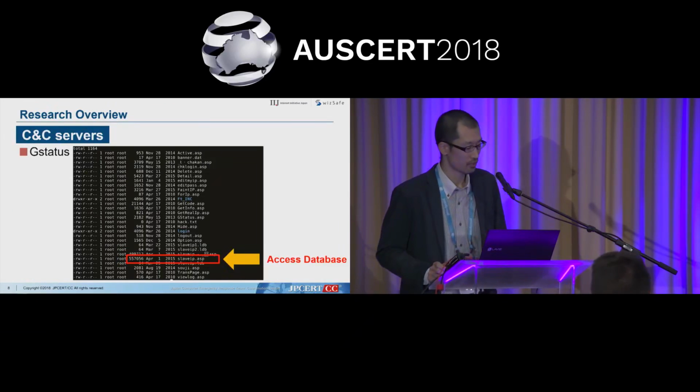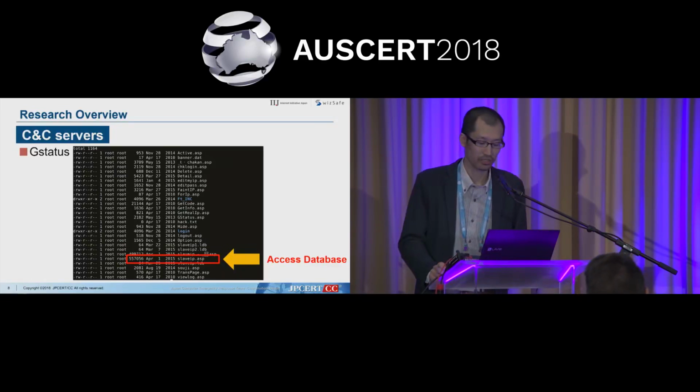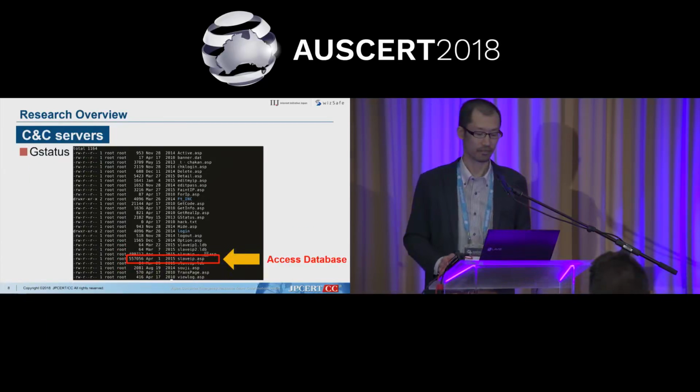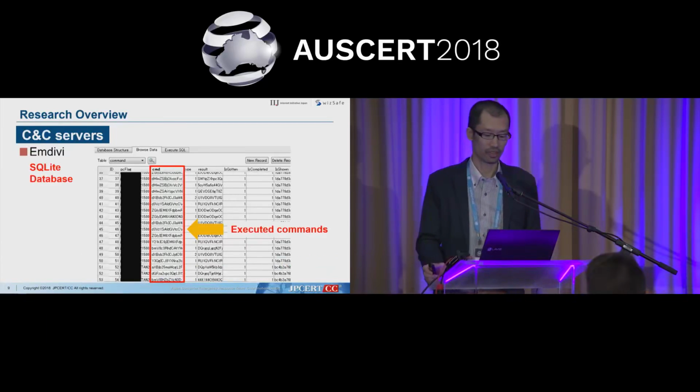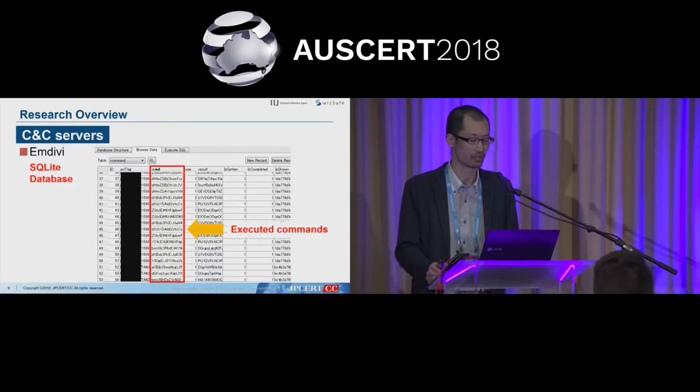This is an example of the list of files on a C2 server that Blue Termite was using. This malware's status was managed by IIS and an Access database. Another example: the malware named MDB was managed by PHP and an SQLite database. And commands executed by the attacker were saved in the database.